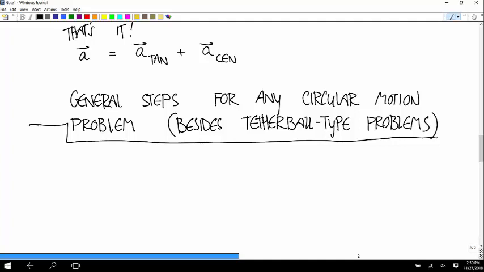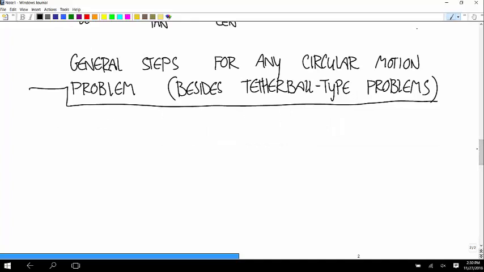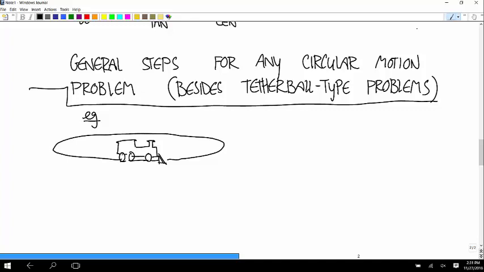Okay, so the example I'm going to choose is, I'm going to choose this because I know how to draw trains really well. So good. Imagine there's a toy train in circular motion around a train track. That's the example I'm going to use for this.